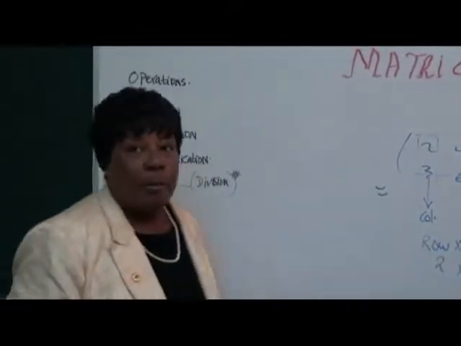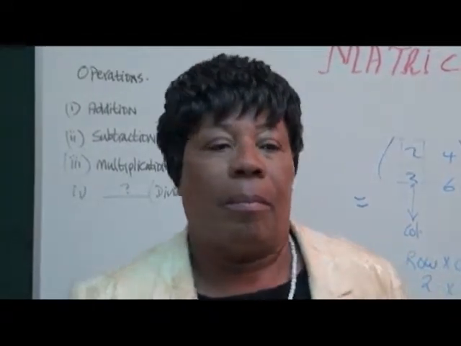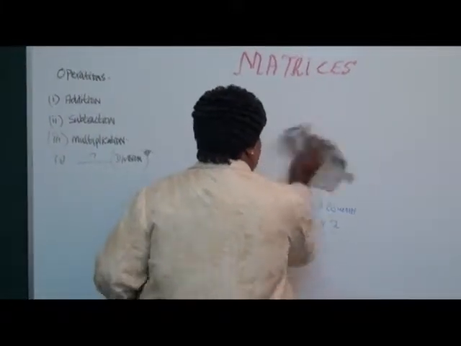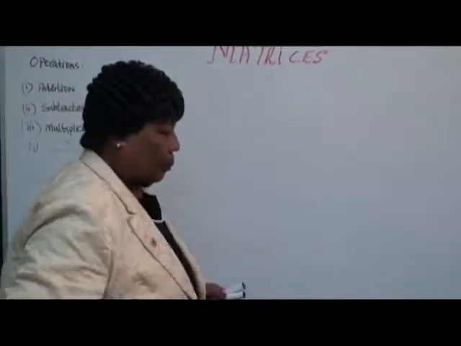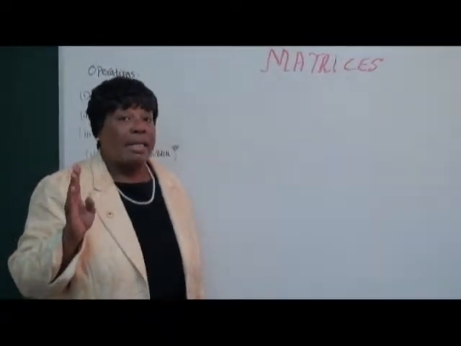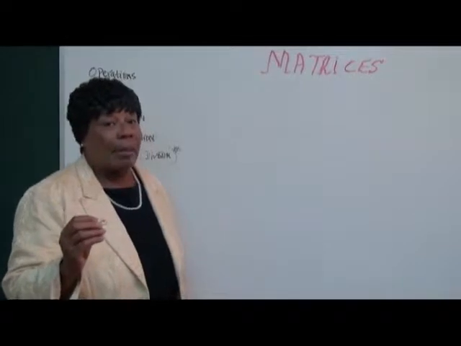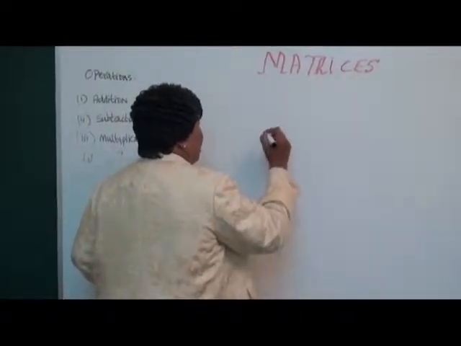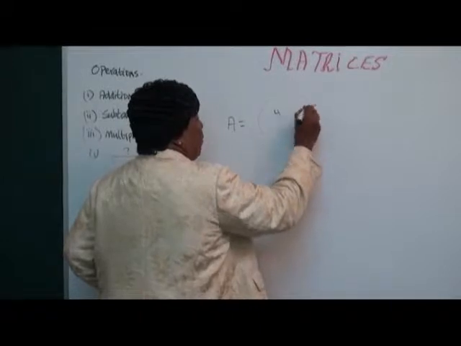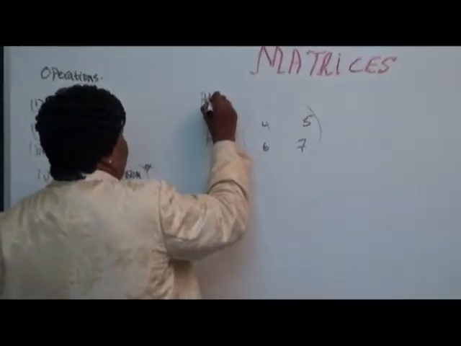The first thing you're going to know is how do we add matrices? Again, in terms of naming the matrix, as with sets, we use capital letters, and the small letters usually denote the elements. So here we go: if we have the matrix A, and it is equal to 4, 5, 6, 7, it's the addition rule, addition.